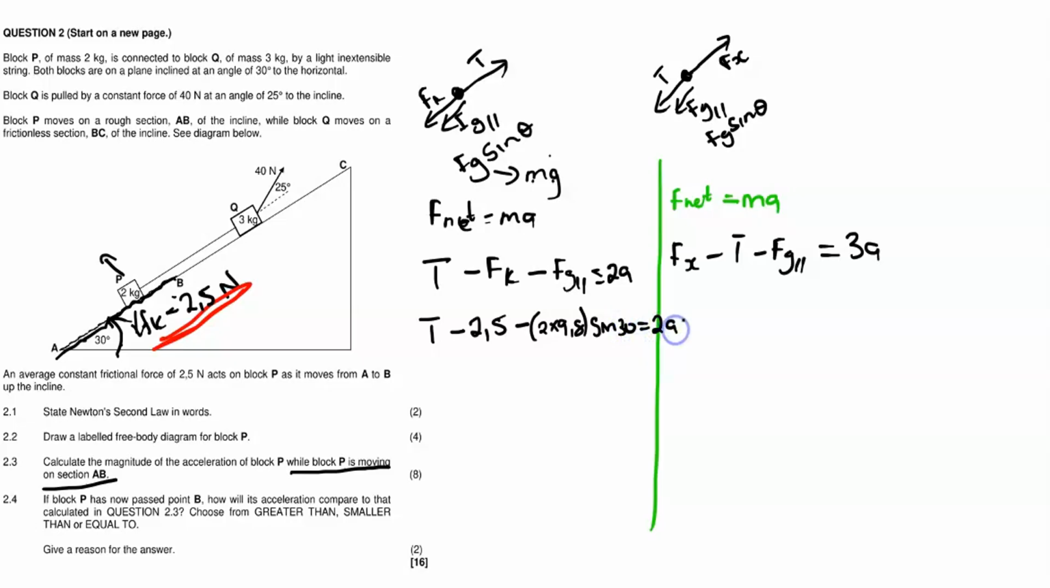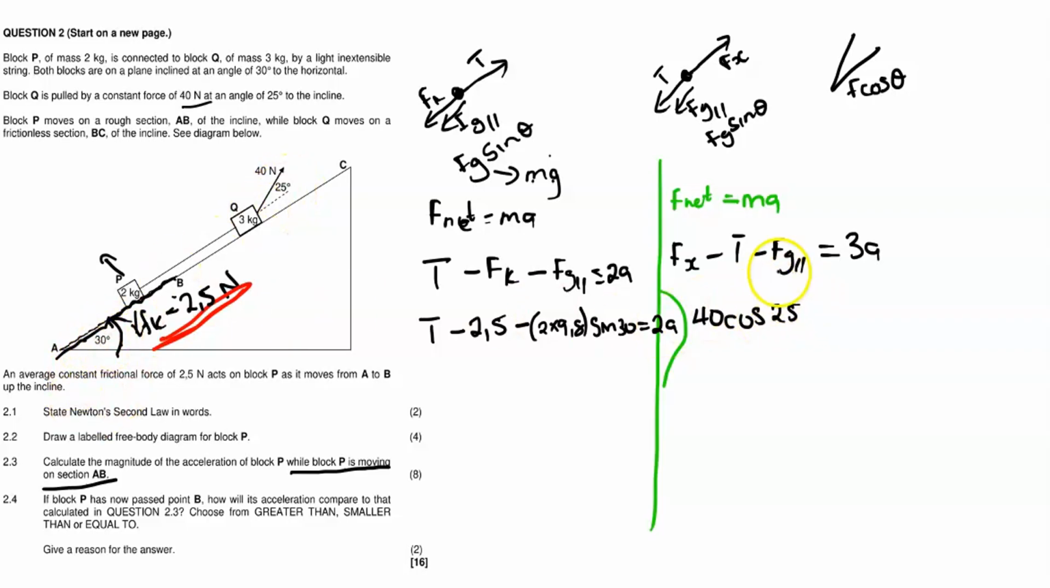All this is equal to 2a. And then for this one, the 3 kg block, we can say Fx is going to be, remember, something like this. So this is F cos theta. So we've got 40, which we're given, cos 25. Now this is the angle we're dealing with, not this one.